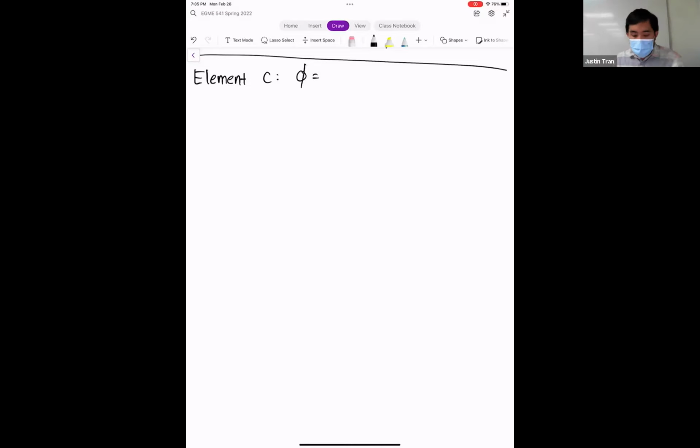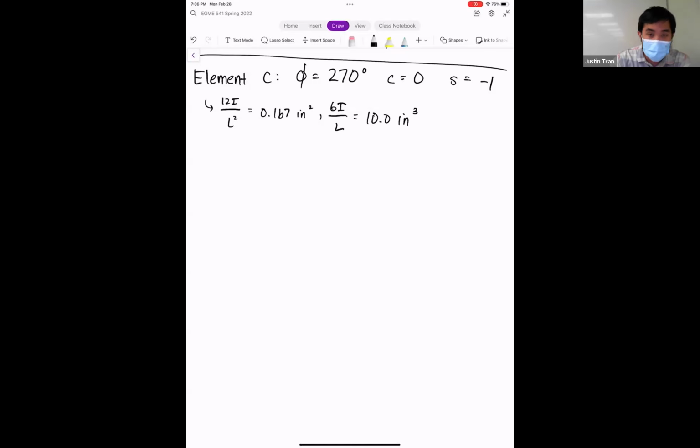So the angle at which we have to rotate to get there is 270 degrees. Of course, cosine of 270 is going to be 0, and sine of 270 is going to be -1. Next we're going to compute all of these values here, because they show up quite often in the element stiffness matrix. We have 12I divided by L squared, which is 0.167 inch squared. Next we have 6I divided by L, which is equal to 10.0 inch cubed. And finally, we have E over L, and this is 250,000 pounds per inch cubed.